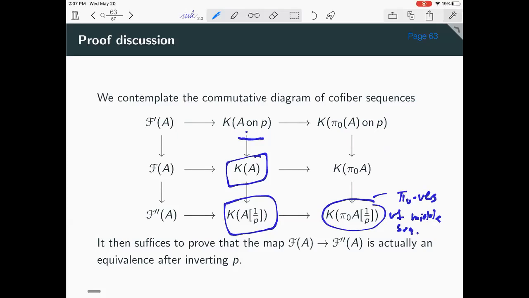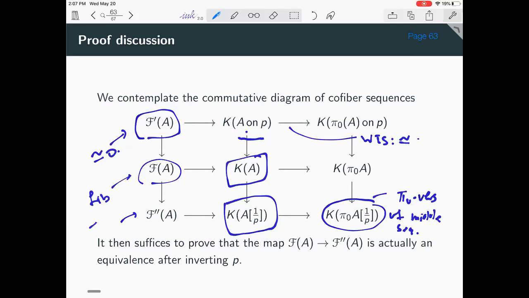And the goal was, so you want to show that this is an equivalence. So what you do is you take the fiber, you want to show that this is zero. But then what you do is you take the fiber of these maps as well. This is also fiber, and fiber of these two maps respectively. Okay, so you have a 3x3 diagram, you have these nine things, and you want to show that this is zero and everything is exact, everything is like a cofiber sequence. So to show that it's zero is equivalent to showing that this is zero. These two things are equivalent.